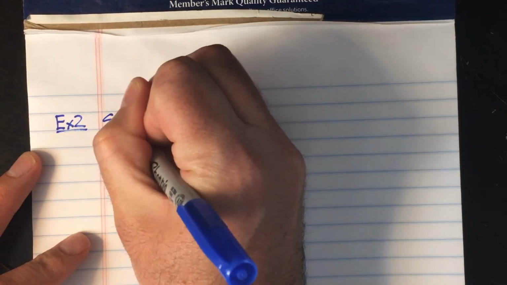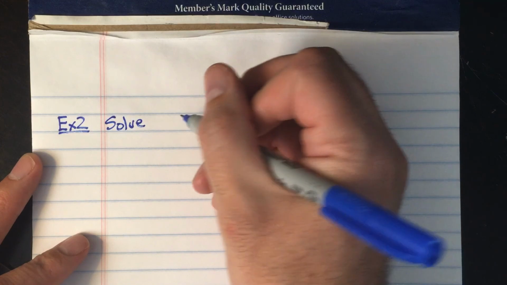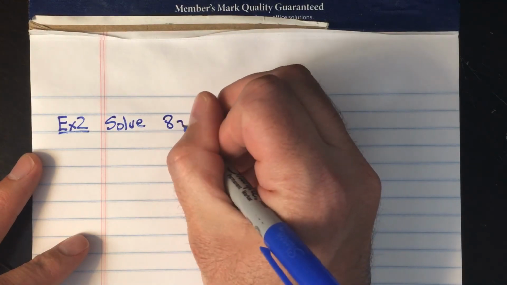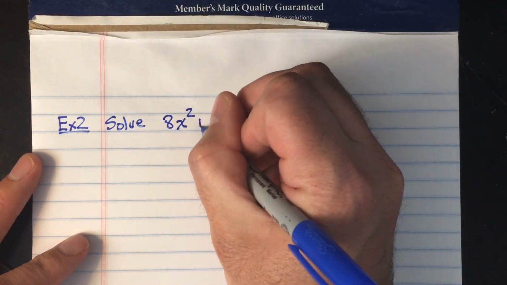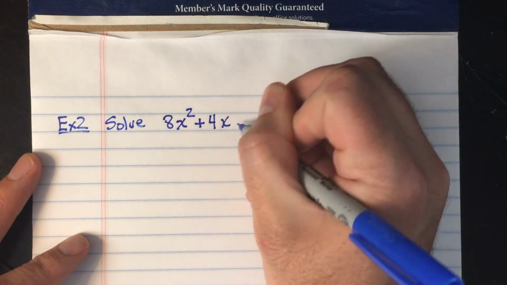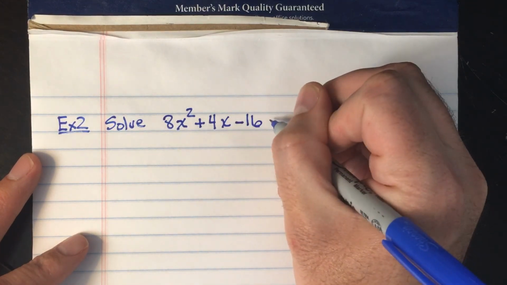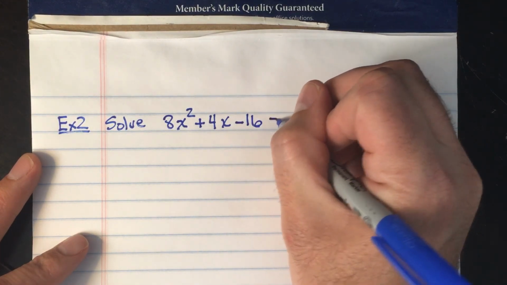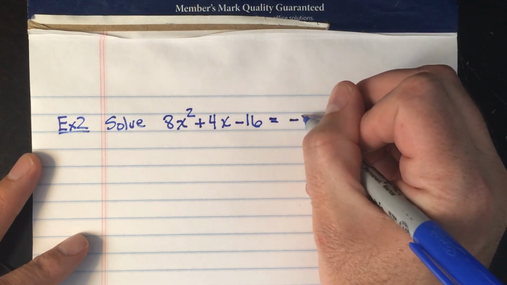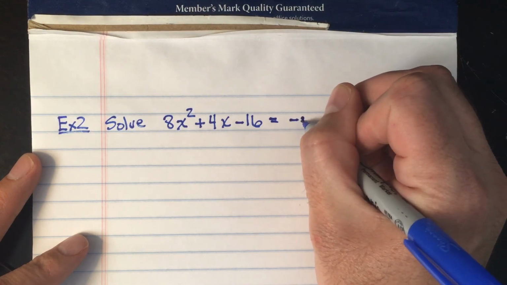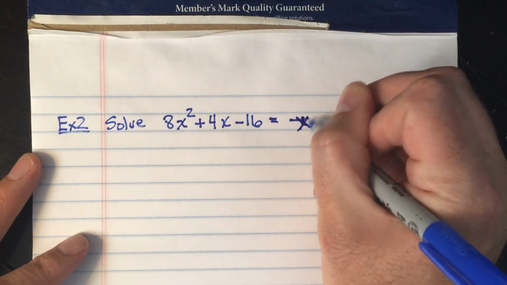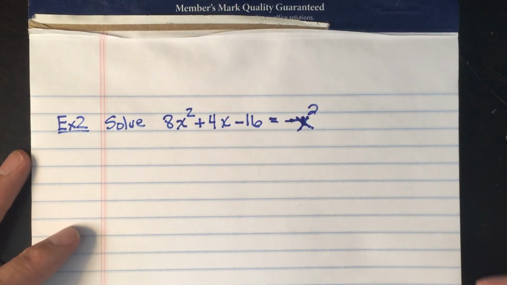So our second and last example today is going to say solve again. Remember, solve means find the x values that make it true. 8x squared plus 4x minus 16 equals negative x squared. Sorry, it's a negative x squared.